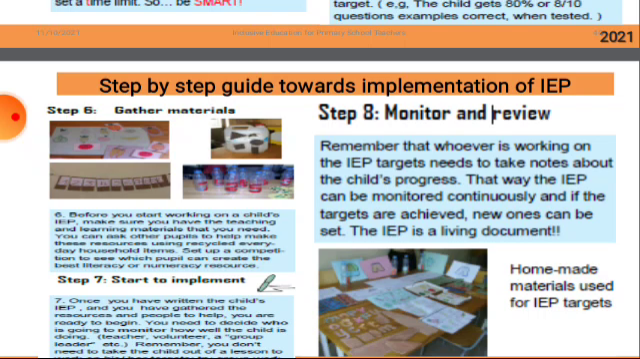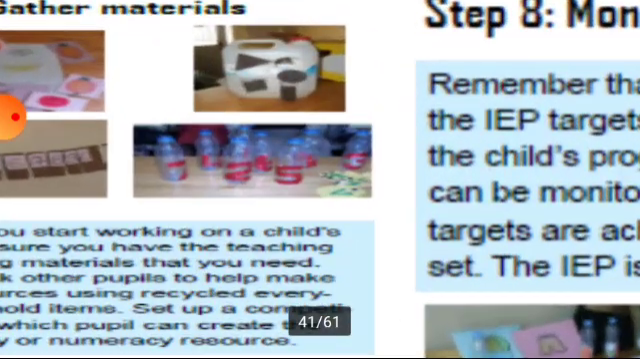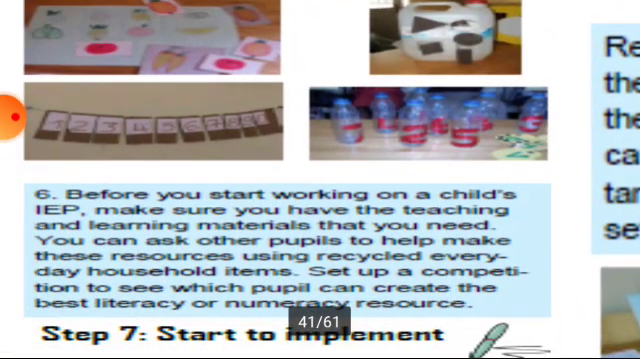Number 6 is what we call gathering materials. Remember that you have decided what you will need. So on this step you collect the material that you will need. Before you start working on the child's IEP, make sure you have the teaching and the learning material that you need. You can ask other people to help make these resources using recycled everyday household items. You can even set up a competition to see which people can create the best literacy or numeracy resource.